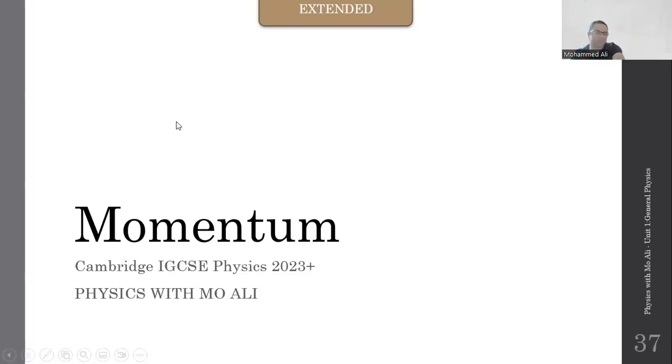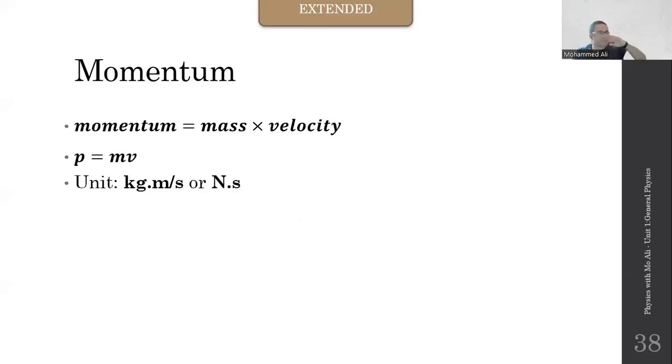Next, momentum. Momentum is quite simple. It's just mass times velocity. There's nothing special about it. Don't overthink it. Momentum is mass times velocity. A lot of people try to think too much about this. It's the product of m and v. The unit's either kilogram meter per second or Newton second. You'll find out why it's Newton second in a bit.